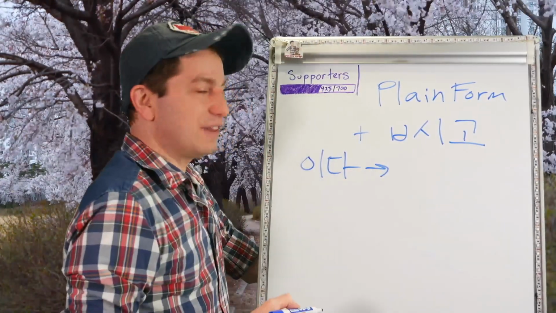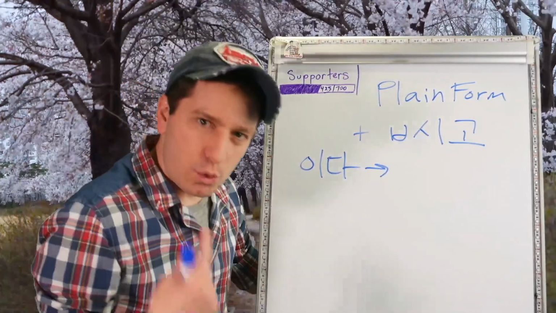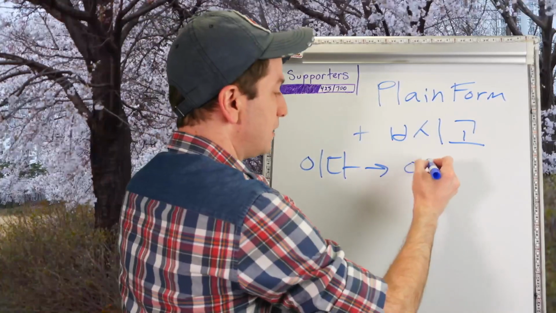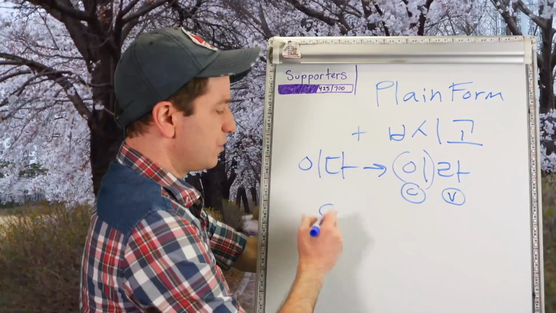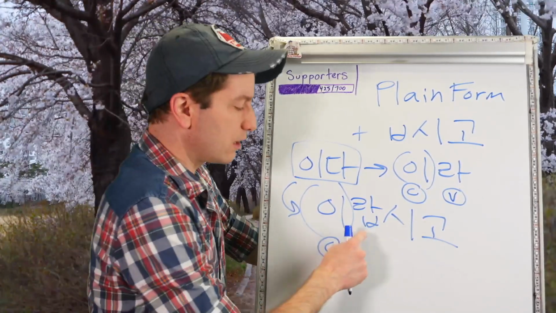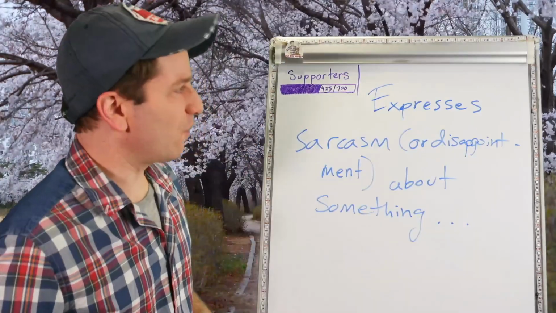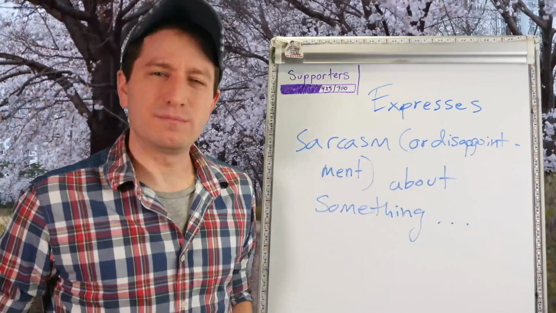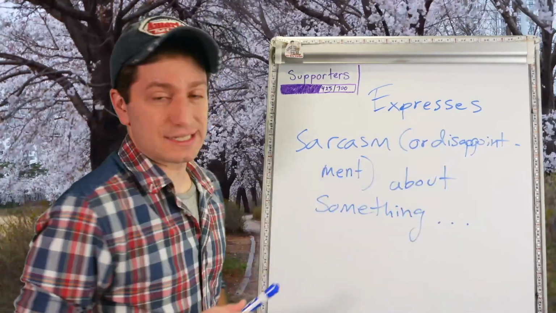Now, 이다 in the plain form normally is just 이다, but when it becomes a quoting form, 이다 will become 이랍고. So you take 이라, which makes it 이랍시고 after a consonant or 랍시고 after a vowel. This form expresses sarcasm, usually. Or more basically, this form expresses disappointment about something.